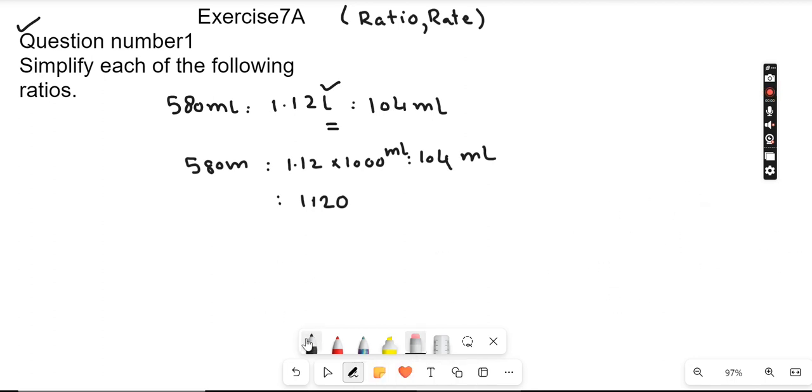1120 and the third ratio given here is 104 milliliter and this is 580. 3 of the units are same, no need to write unit every time. अब आप इसको reduce कर दें and 3 of these are even number, तो आप इसको simply 2 से divide करें.